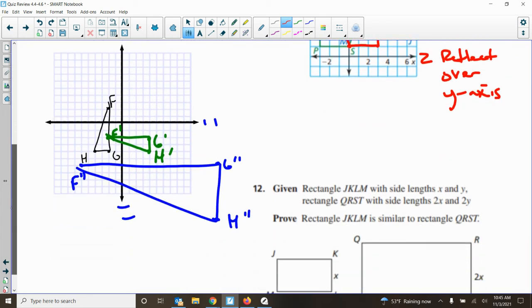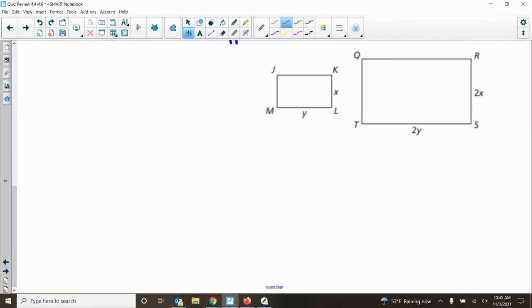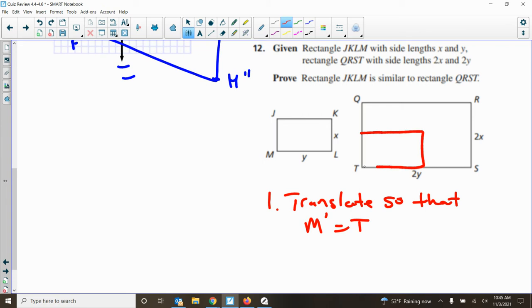And final question. Let's do a little proof here. And again, as long as you talk about the transformations, I am happy. I'm trying to show that the rectangle on the left is similar to the rectangle on the right. And it looks like we're going to do step number 1 first. Translate so that M prime is T. So now we have a rectangle kind of sitting here like this.